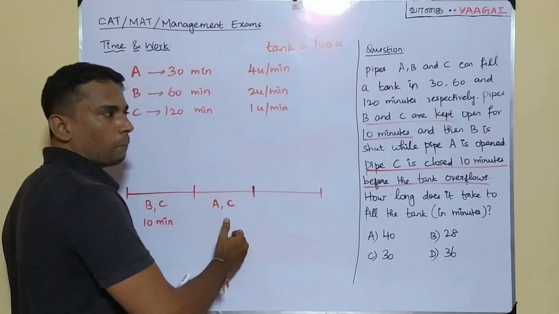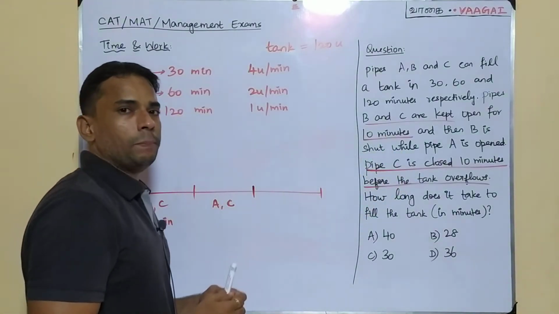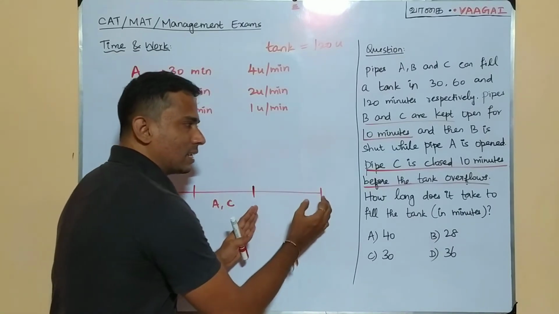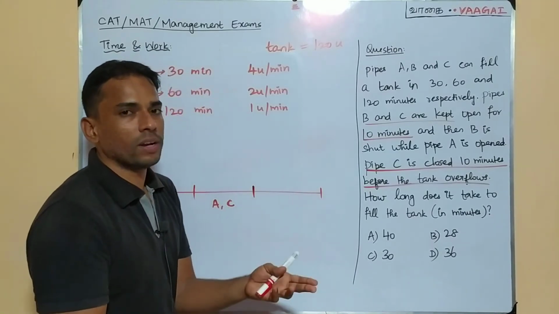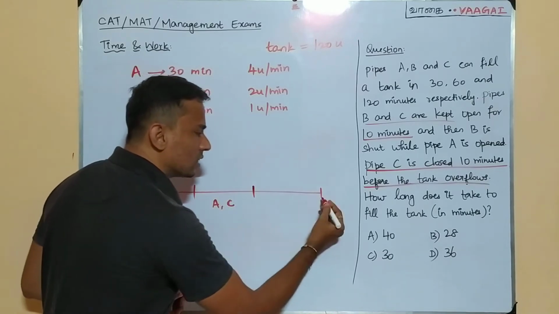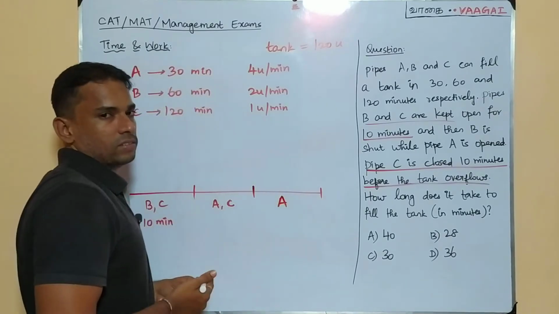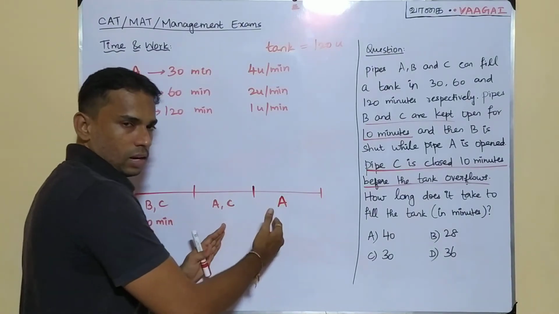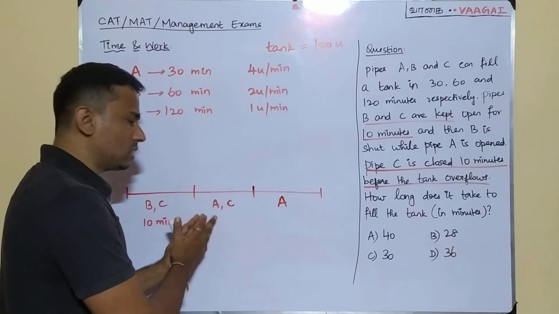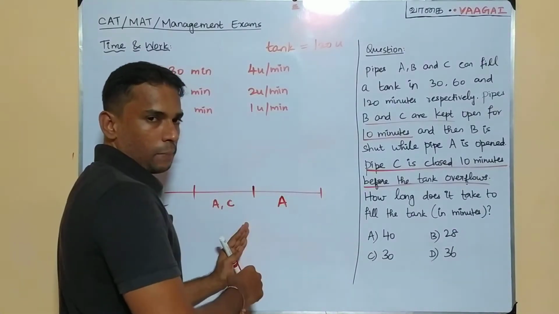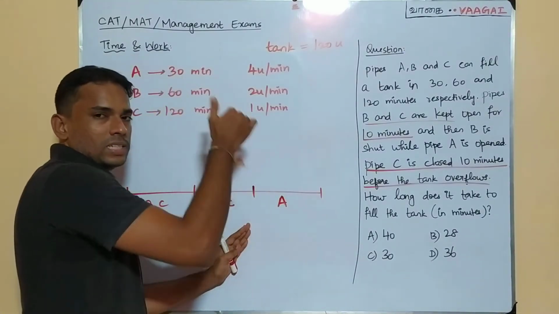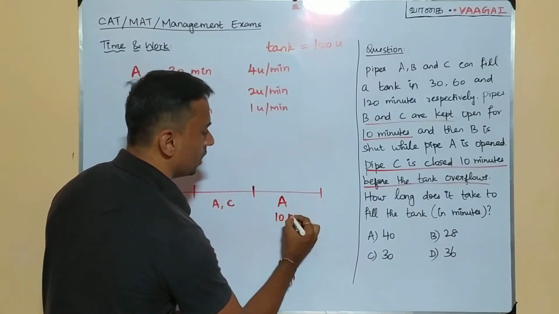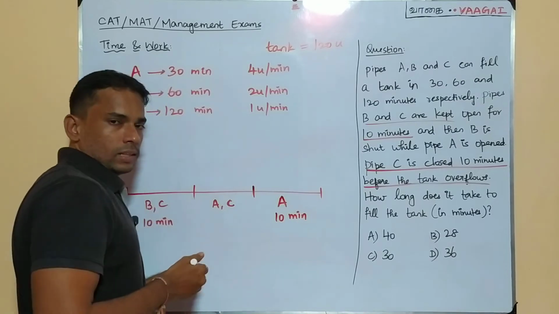Before the last 10 minutes, pipe C is closed. That means what you can understand here properly is in the last 10 minutes pipe C is not active. That means for the last 10 minutes pipe A alone is active. This is what we can understand. Why? Because A and C were active so far, after the first 10 minutes A and C are continuously active. But in the last 10 minutes C is also closed, meaning A is open for the last 10 minutes. We have to be very clear about the meanings.